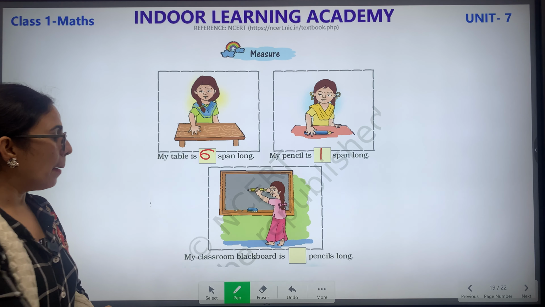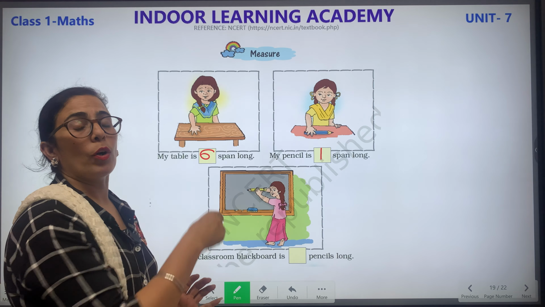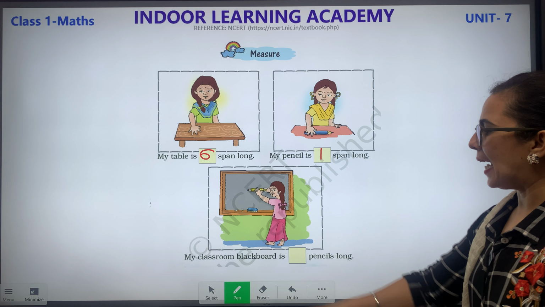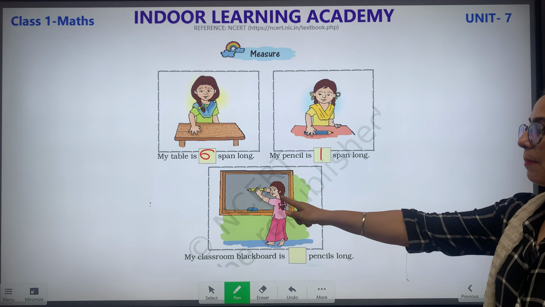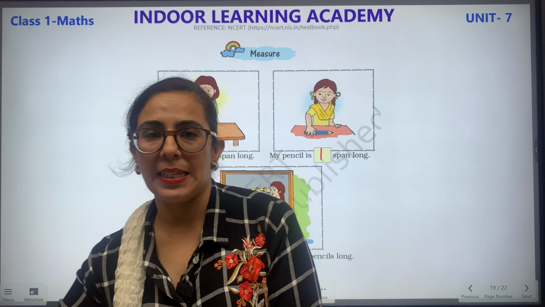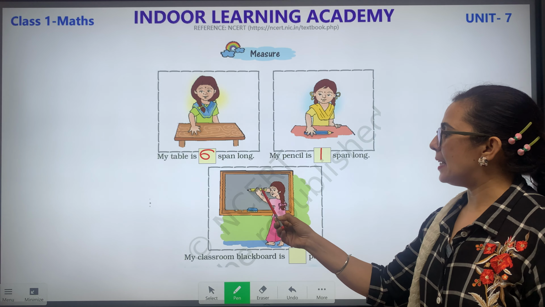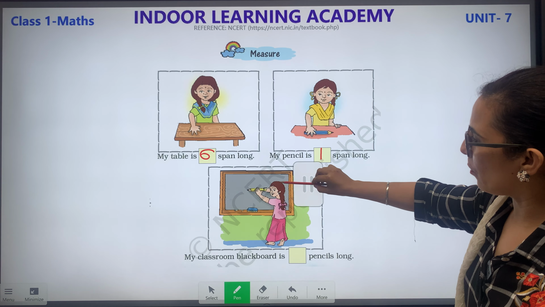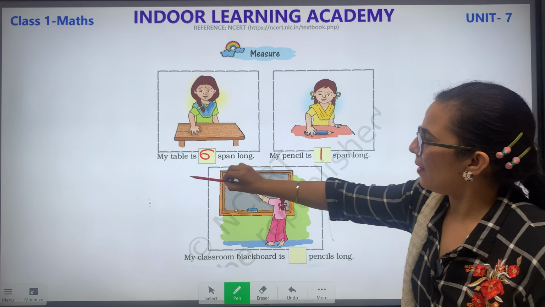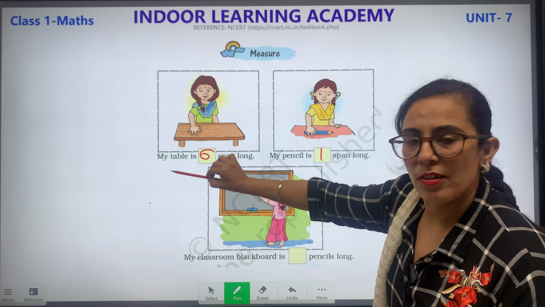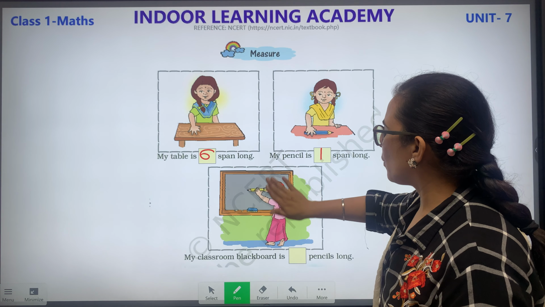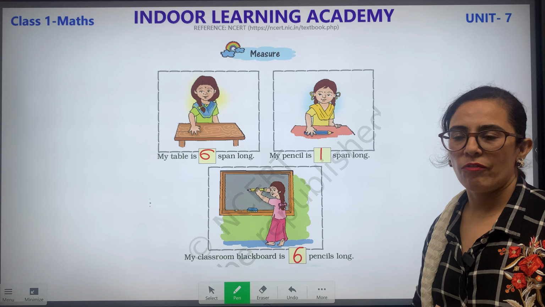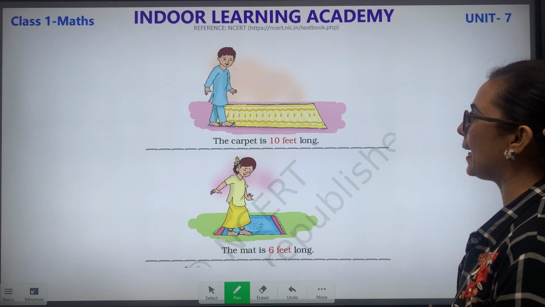Now what is this girl doing here? She is measuring the blackboard. Now children, can you see how she is measuring? She is measuring with the help of a pencil. वो कैसे measure कर रही है? For example, देखो ये एक span हो गया, यहाँ से यहाँ 2 span हो गया, यहाँ से यहाँ 3 span हो गया. Fine. Like this she is measuring. So it might be up to 6 pencils long. Fine. Now quickly move to the next slide.